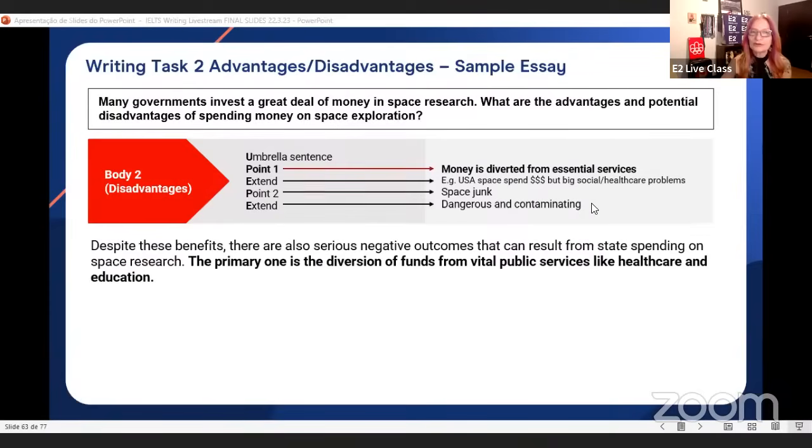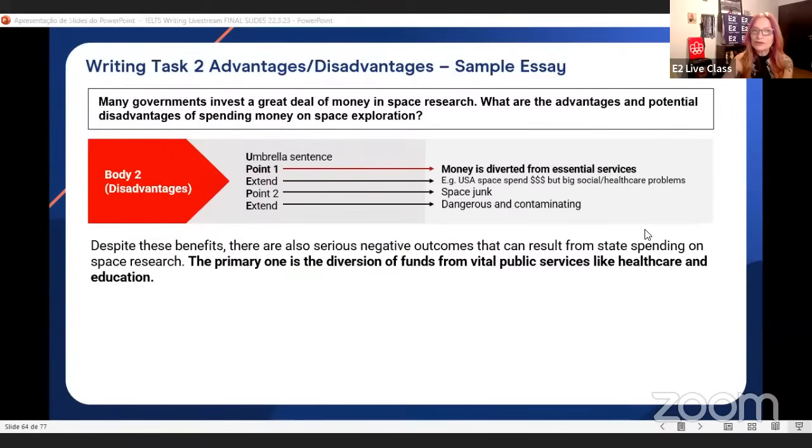So now we go to the first point. Money can be diverted. So the primary one, instead of using firstly, which is quite mechanical as well, secondly, so we go, the primary one, it's kind of a paraphrase of firstly. The primary one is the diversion of funds from vital public services like healthcare and education. So yeah, that's it. So there are, however, some drawbacks. That's good too. Excellent, Tayaba.